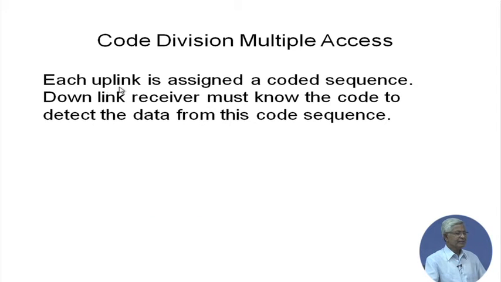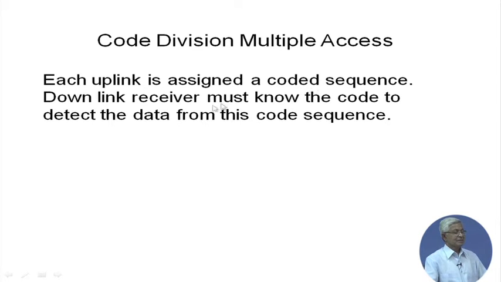Code division multiple access is a scheme in which you use a different code for each station. Each uplink station is assigned a coded sequence. A coded sequence is used for each bit, which can be 1 or 0, and that bit is modulated with the coded sequence. In very simple terms, if it is 1, the coded sequence will go. If it is 0, the inverse of the coded sequence will go.